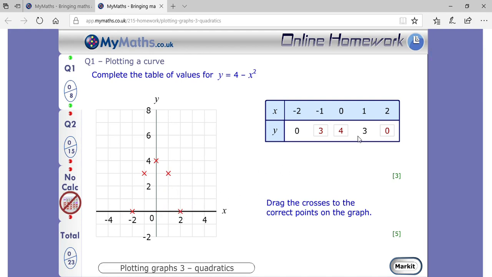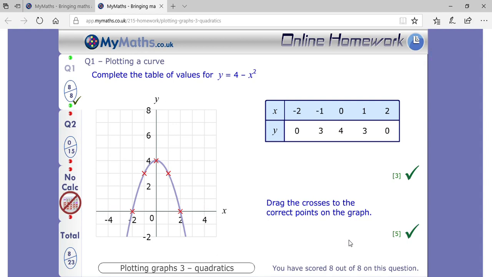Now we have to drag the crosses. Yes, we did that. And then you have to join them. When you join them, you will get your graph over there, and it is your downwards opening graph. That means it has a maximum value, okay? Are you understanding that? Great.